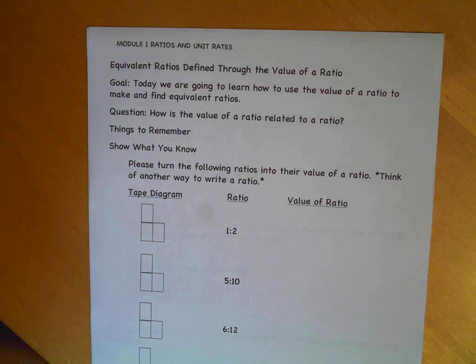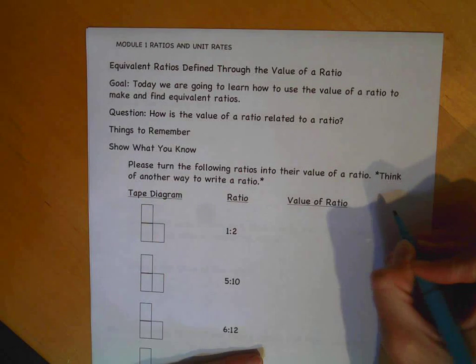Okay, things to remember. Show what you know. We're going to do a little bit of practice to make sure that we are paying attention to all the little things we have to keep in mind. In the show what you know, please turn the following ratios into their value of a ratio. If you've forgotten what to do, I gave you a little hint, and it says, think of another way to write the ratio. So we talked about 3 different ways.